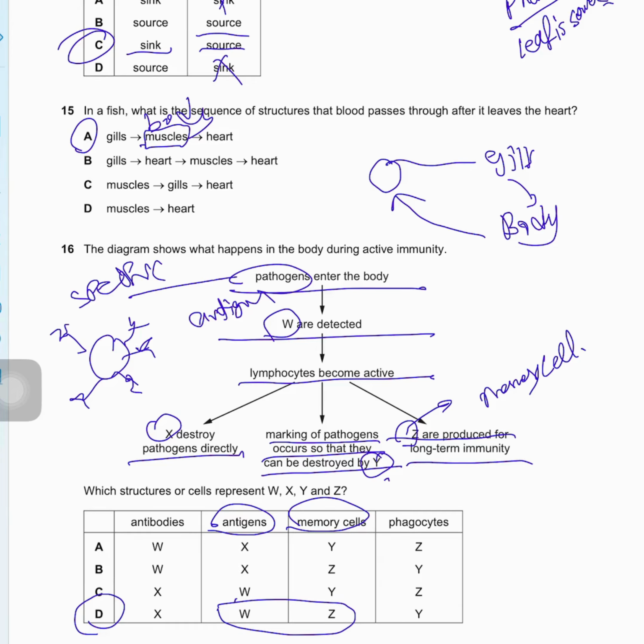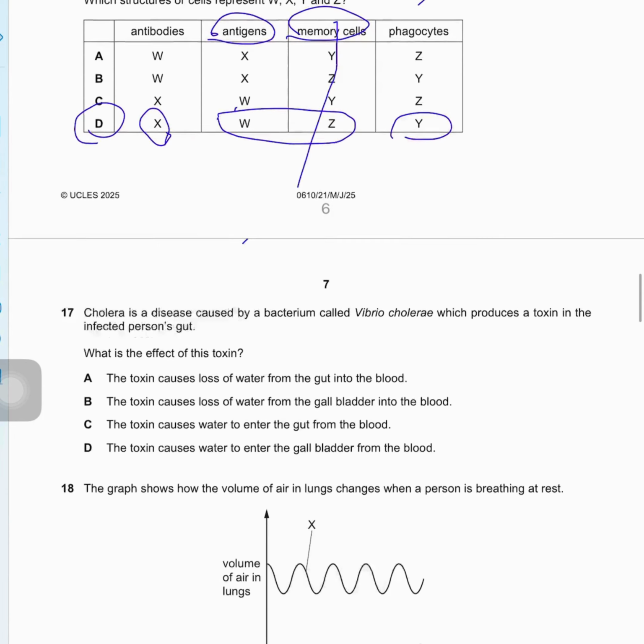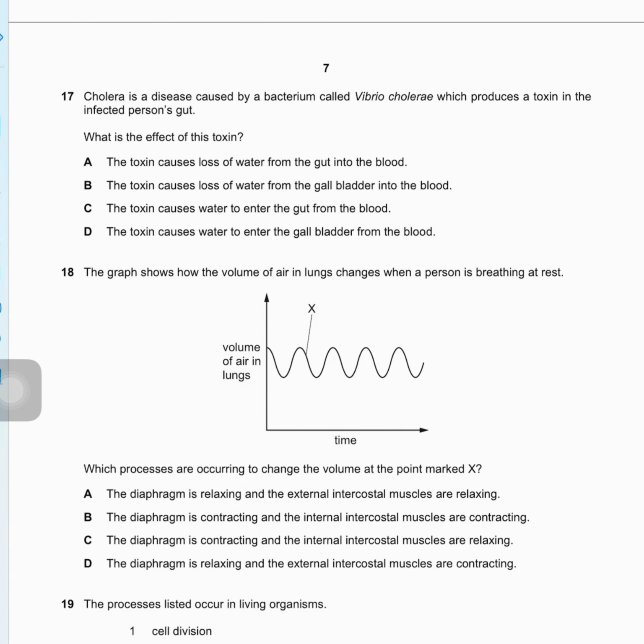So let's make sure. Antibodies, which is X, destroy the pathogen directly. Yes. Phagocyte, which is Y: marking of the pathogen occurs so they can be destroyed by Y, the phagocyte. Thank you. Next, 17. Cholera is a disease caused by a bacterium called Vibrio cholerae, which produces a toxin in the infected person's gut. What's the effect of this toxin?